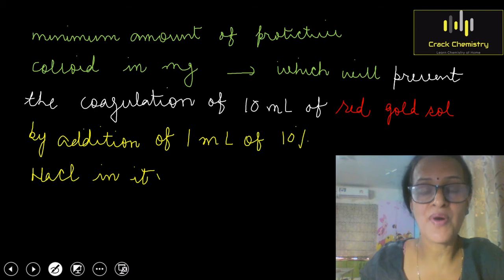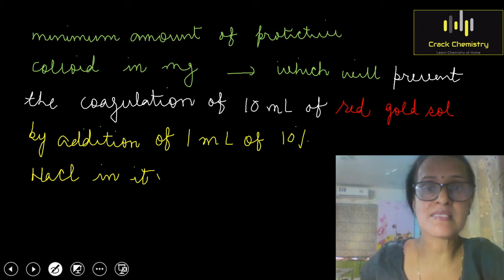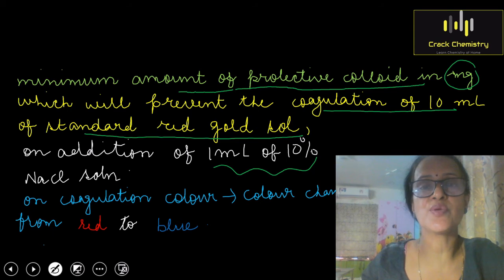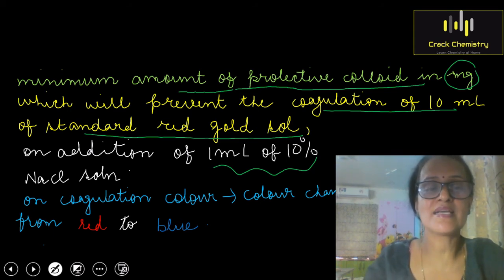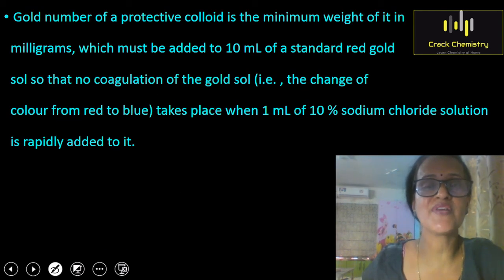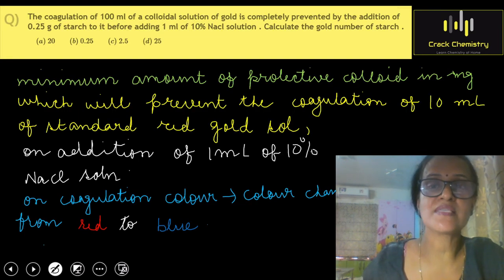एक पॉइंट हमें और ध्यान रखना है कि लेसर द गोल्ड नंबर ऑफ अ प्रोटेक्टिव कोलॉइड, स्ट्रॉन्गर विल बी द प्रोटेक्टिव कोलॉइड. One more point I would like to mention here, on coagulation of a red gold salt, its color changes from red to blue. In this slide, you can find the definition of gold number which I have just explained to you. Now, we will see the numerical.